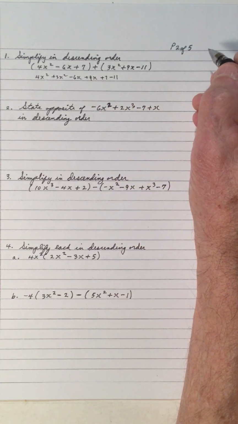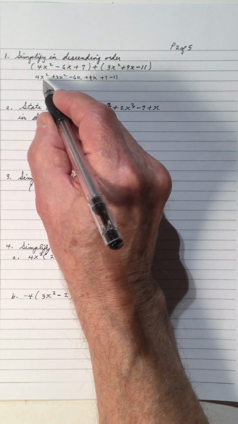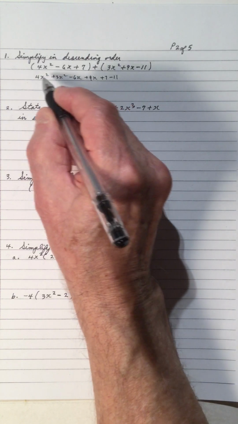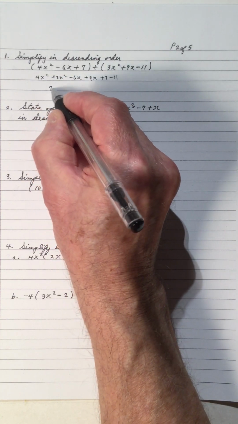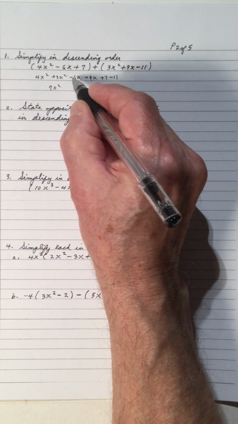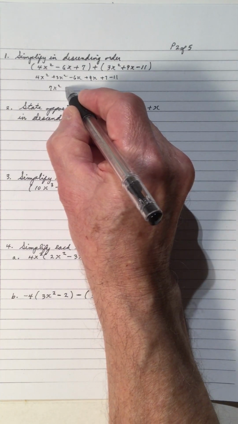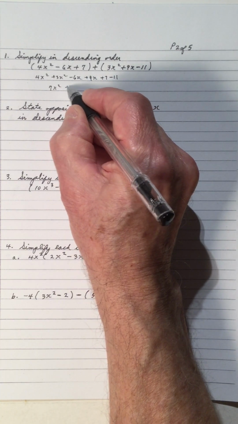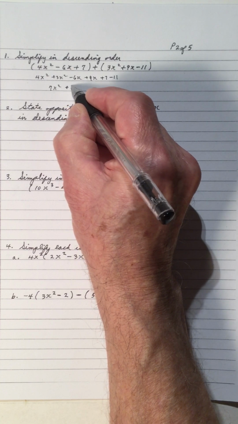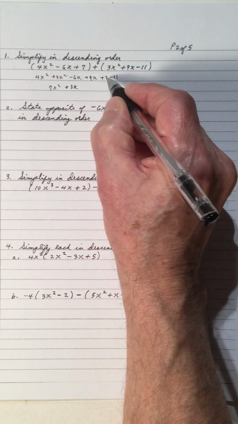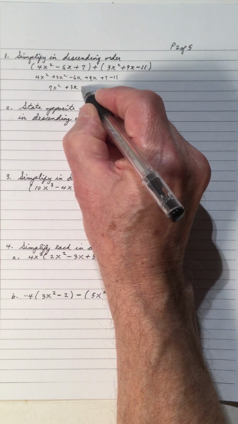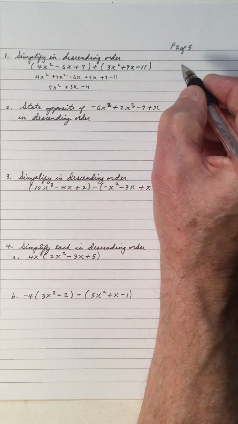So that's in descending order. And we add like terms. So the x squared's: 4 plus 3 is 7x squared. Negative 6 plus 9 is positive 3x. And 7 subtract 11 is negative 4.